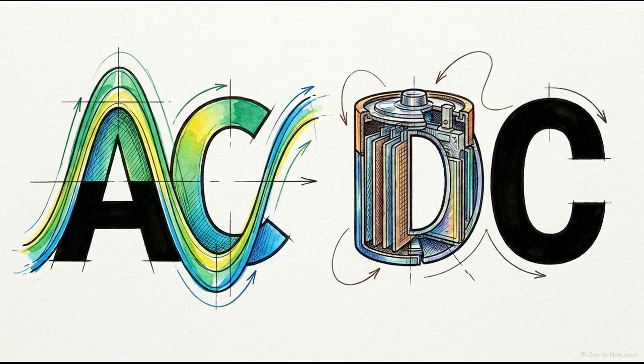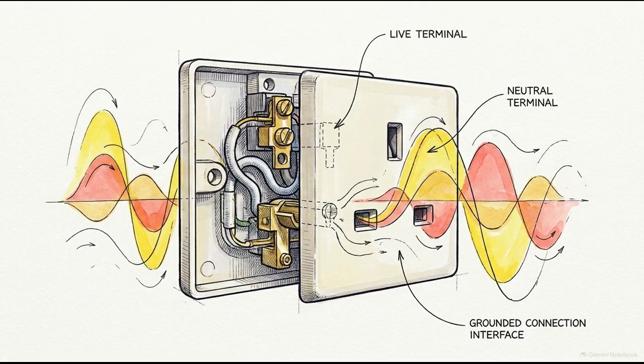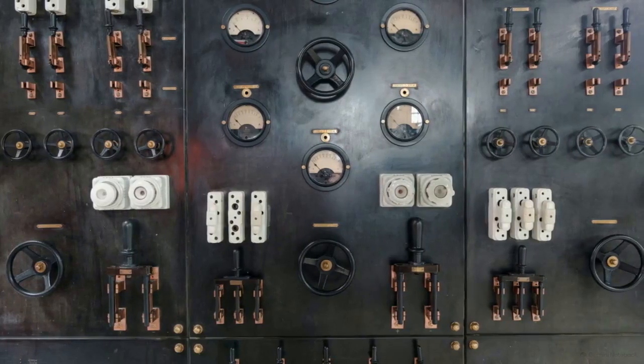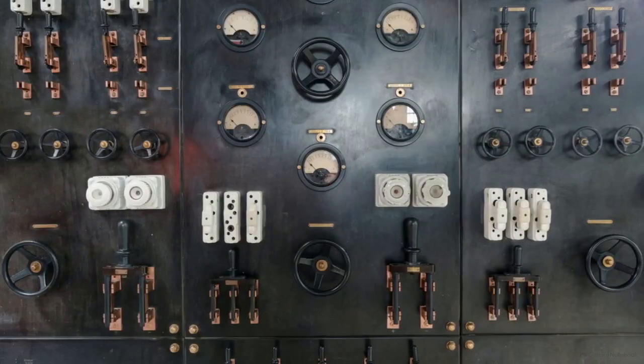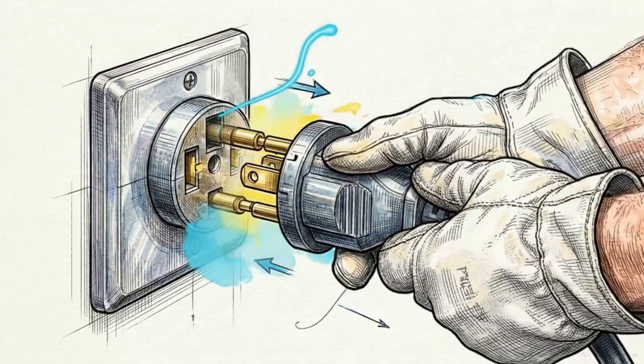This behavior provides a simple rule of thumb. AC means the direction alternates, and DC means the direction is direct. If you were asked in a technical interview to name a DC source, answer battery. If asked for the standard AC frequency in India, answer 50 Hertz. On real-world industrial sites, electricians rely on these definitions to read control panels and safely route power.